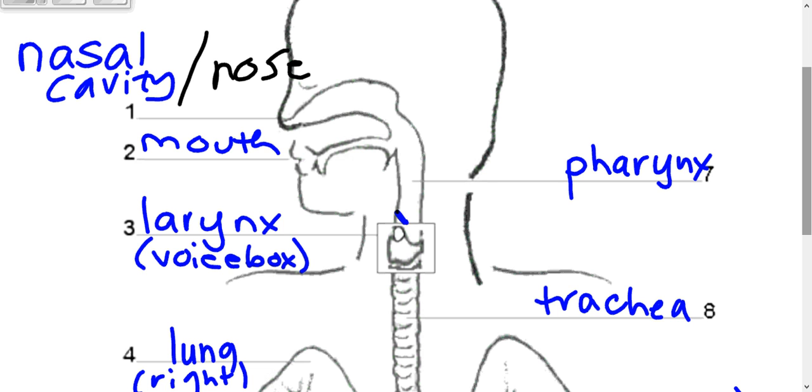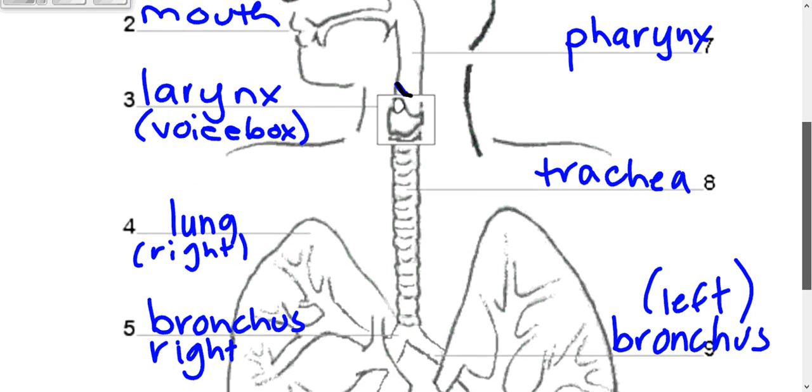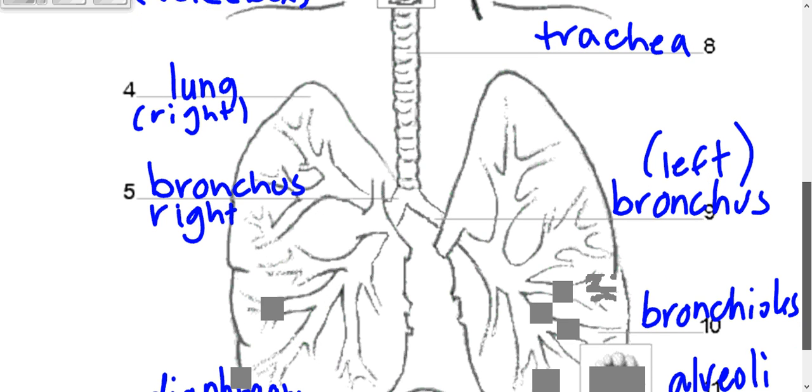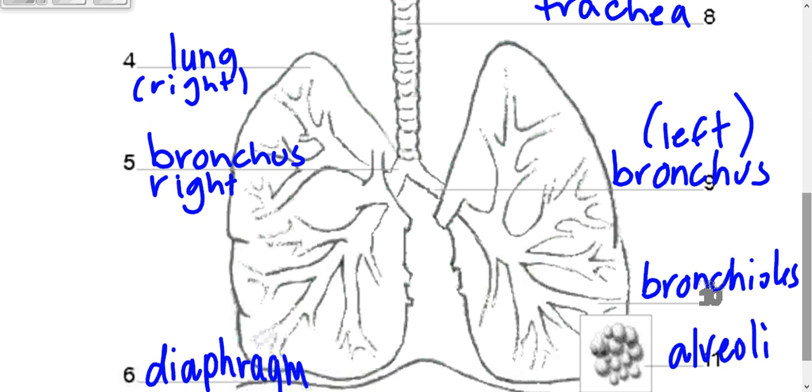And I've drawn on that epiglottis. So when we talked about swallowing in the digestive unit, we talked about that little flap of cartilage that folds down over the trachea, and it folds down just above the larynx. So it's to protect that trachea when we swallow. Number 4, that's just a lung. So you have 2 lungs, 1 on each side. This would happen to be the right lung.